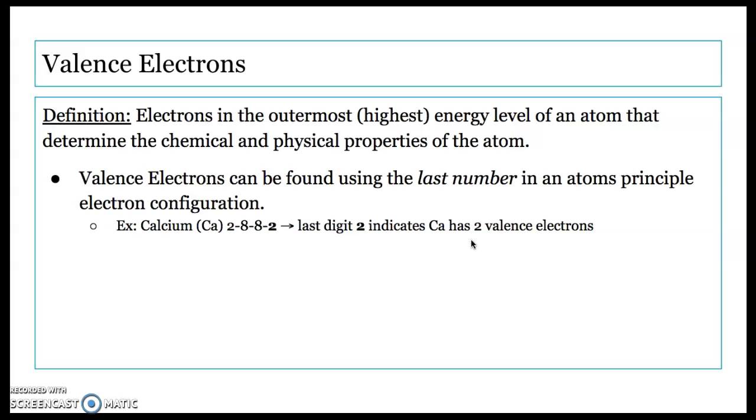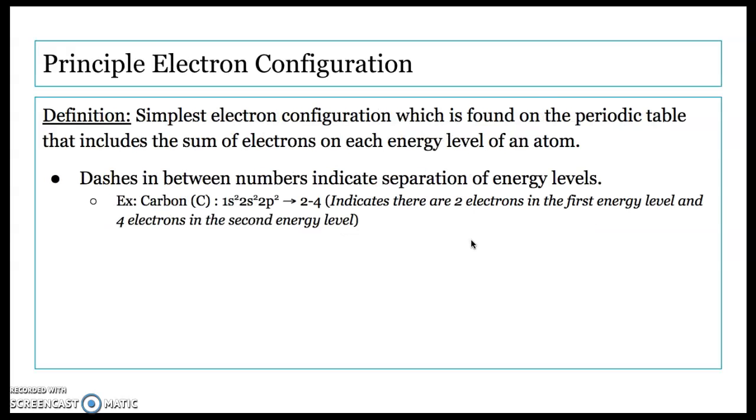So just to review for you, since we did have our long Thanksgiving break, valence electrons can be found using the last number in an atom's principal electron configuration, which is the one that's found on the periodic table, which we'll review in a second. But for example, with calcium, it's 2-8-8-2. That last digit 2 is going to indicate that calcium has 2 valence electrons.